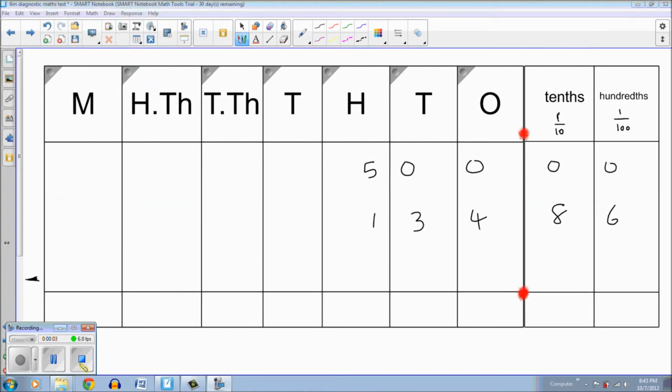Number 4 says take $134.86 from $500. Now, in addition to the place value grid that we have used before, there is another side to the place value grid.